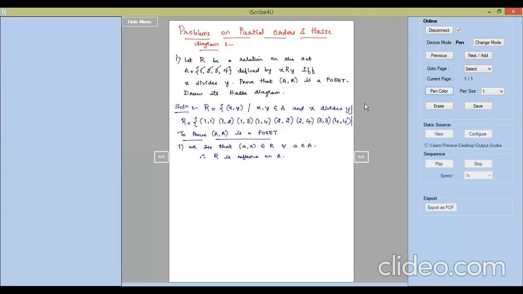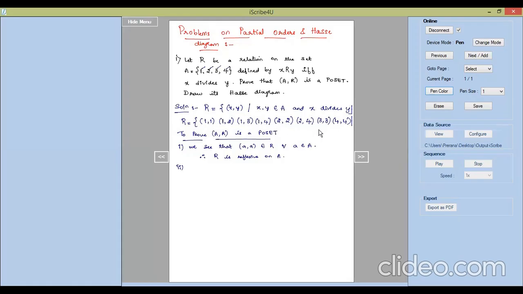Now the second condition is antisymmetric. It says that if A comma B belongs to R and A is not equal to B, then B comma A should not belong to the relation R. If so, we can conclude R is antisymmetric on A. So let us do that observation once again here. I have to consider this condition for A not equal to B, among the elements that you have considered in the relation R. So I have to consider 1, 2, 1, 3, 1, 4 like that. I should not consider 1, 1, 2, 2, 3, 3, 4, 4.